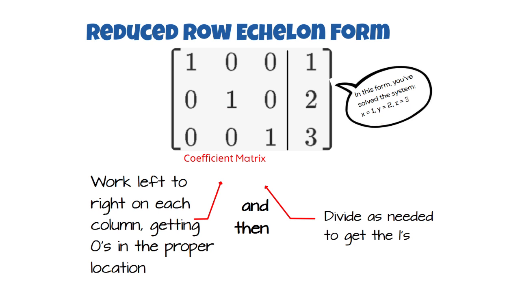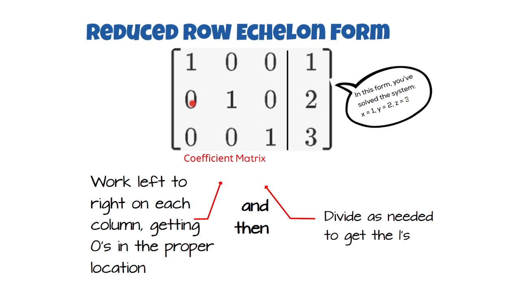So our goal then is to get this reduced row echelon form, and here's kind of how we do it. We're going to work left to right on each column. So I'm going to start with this column here. And what I really want to get are the zeros in the proper location. Don't worry about the 1s yet. Our focus is going to be the zeros to start with.